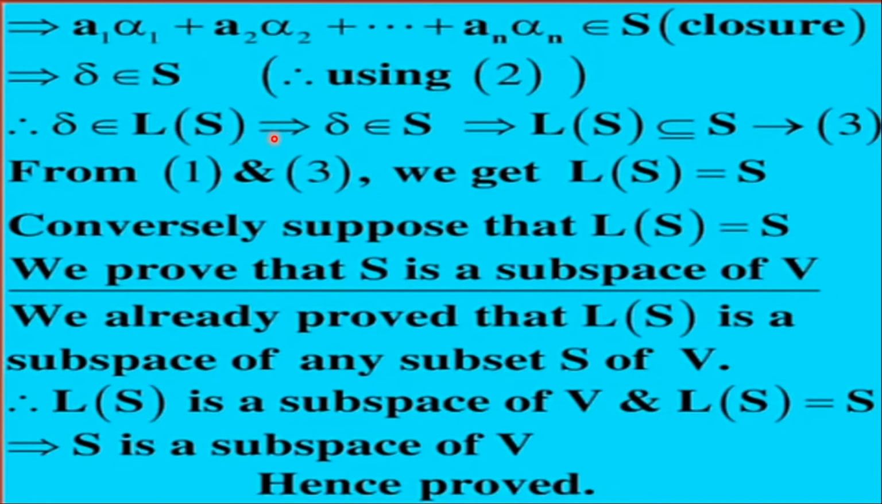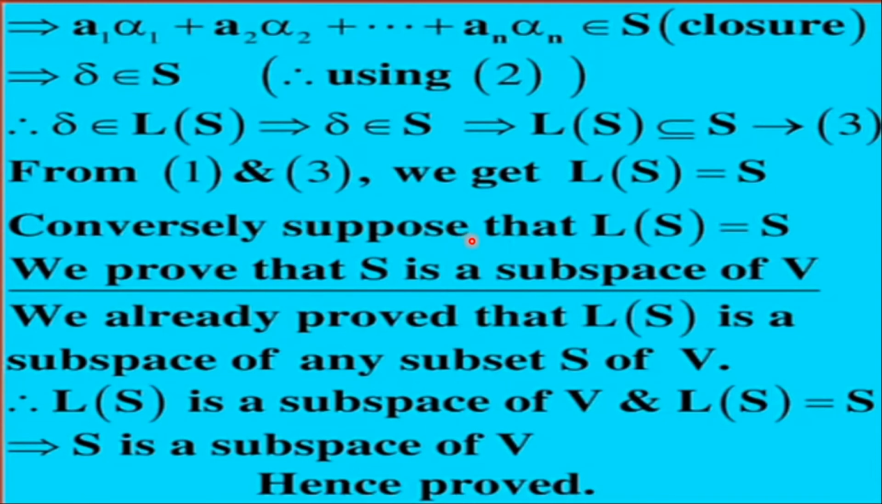Therefore, delta belongs to L of S. Delta belongs to S implies L of S is a subset of S. Every element of L of S is an element of S. From 1 and 2, we get L of S equal to S. S is a subset of L of S and L of S is a subset of S. Therefore, we get L of S equal to S.